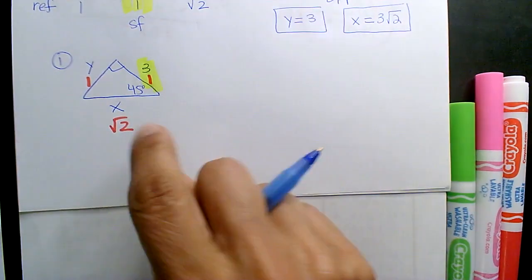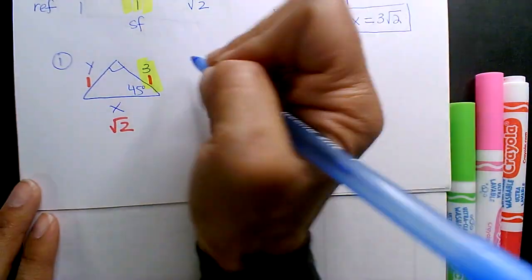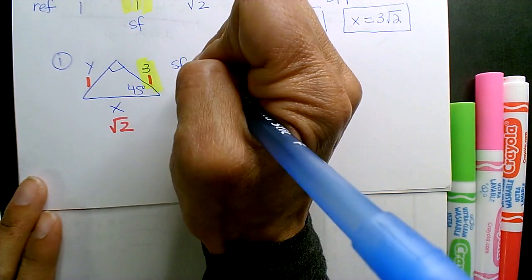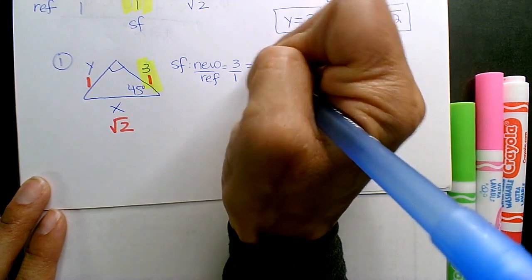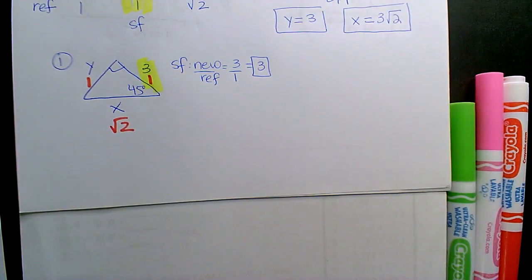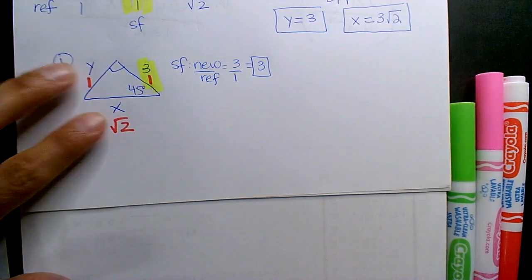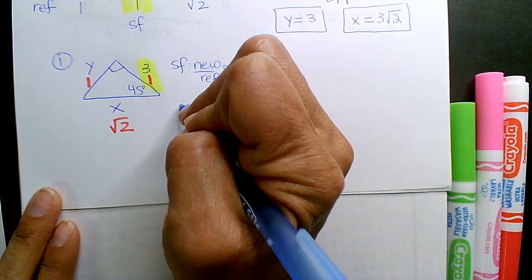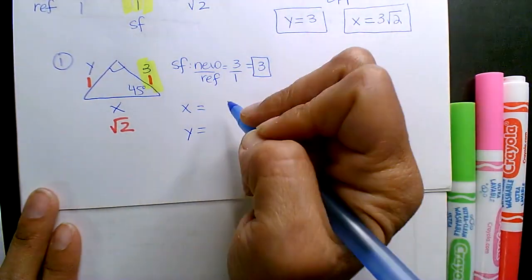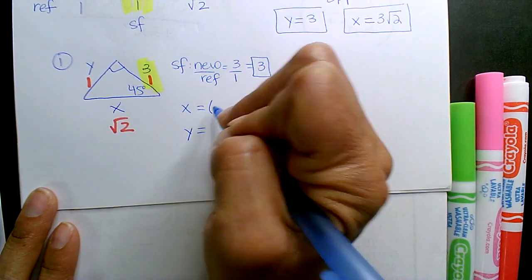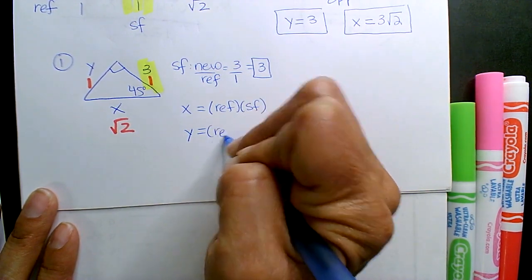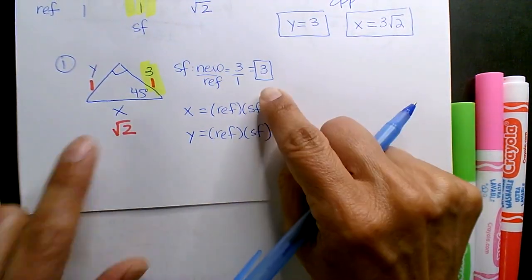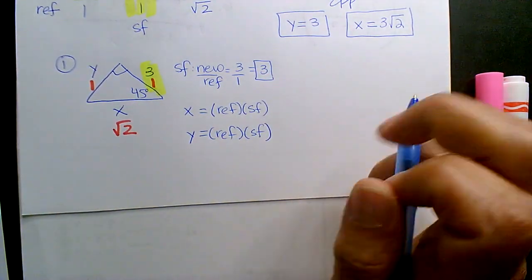Now here I do kind of have to write a bit. Some of you might do it in your head. Your scale factor is new over reference. So that is 3 over 1. So my scale factor is 3, correct? Yes? Okay. How do you find your unknowns? If you're going to solve for x and you're going to solve for y, you take your reference and you multiply it times your scale factor. Basically, reference times that box, the scale factor.